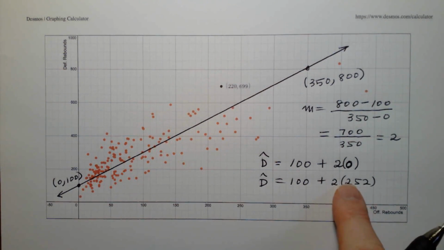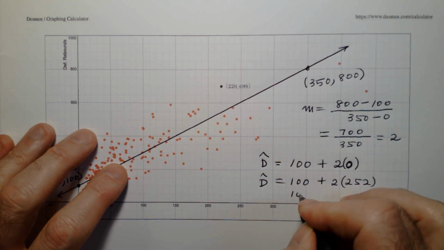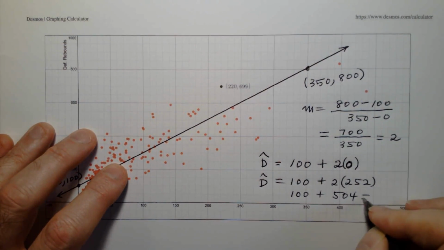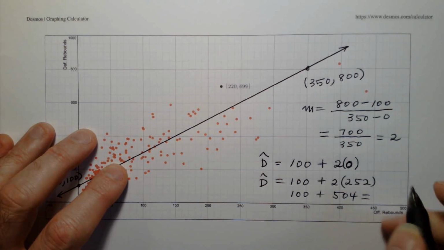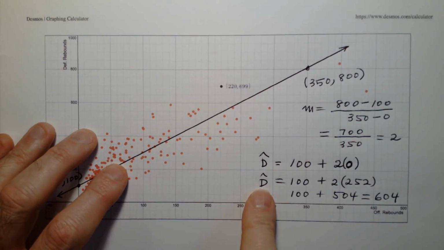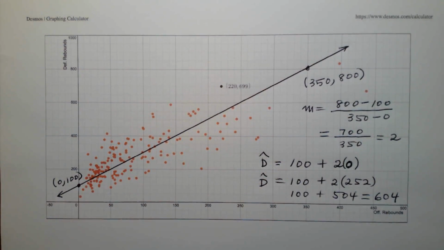Now, 252 times 2 is going to be 504. And so we would predict that this player with 252 offensive rebounds would have 604 defensive rebounds. Now, we're using the hat to say that that's a predicted number of defensive rebounds. We're not saying that they actually had that many defensive rebounds. We're just saying that that's a predicted number. Okay?